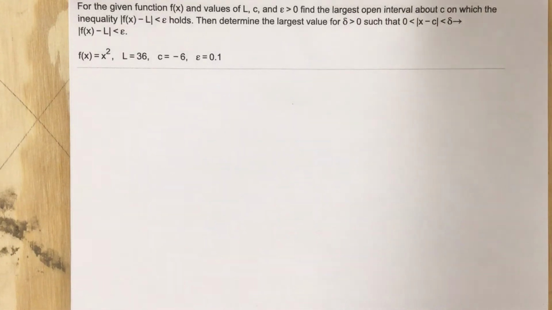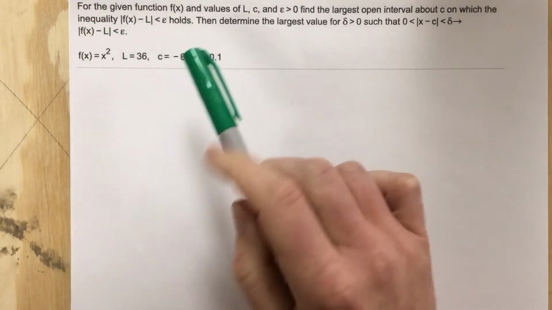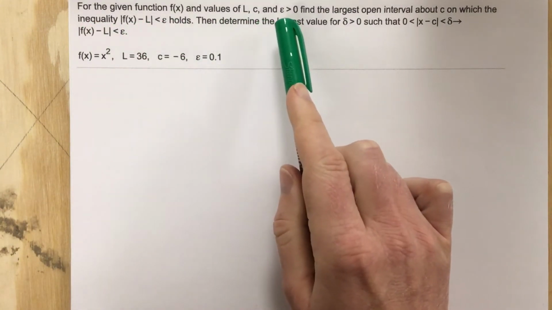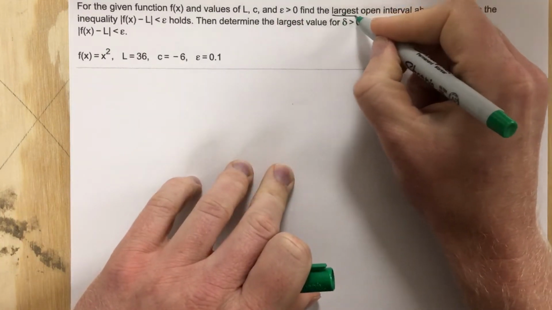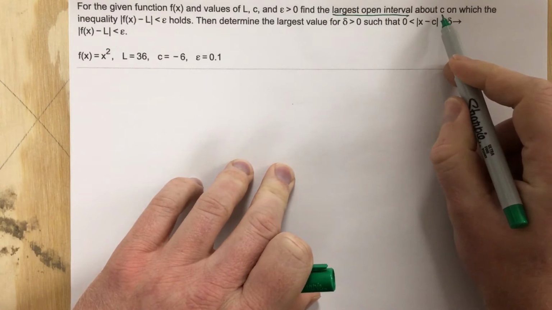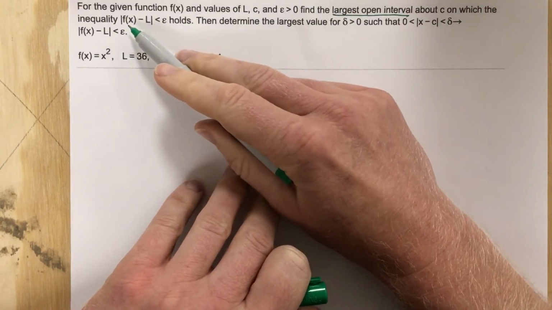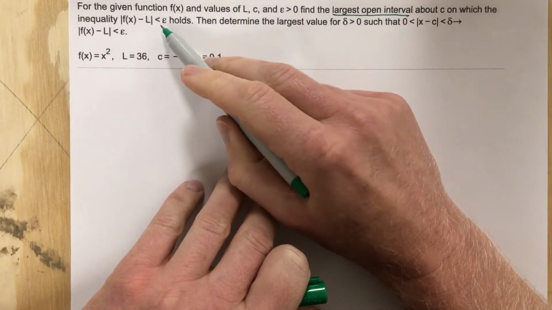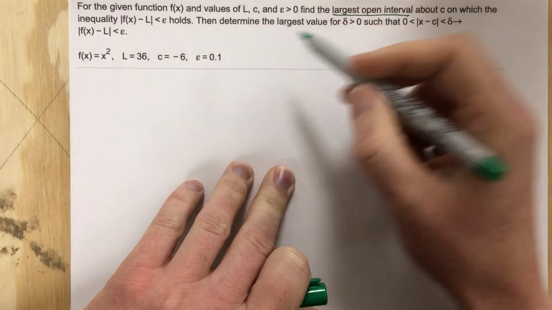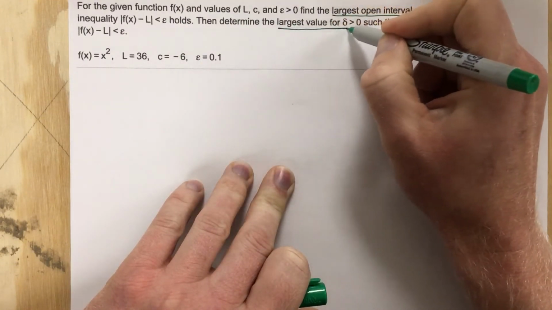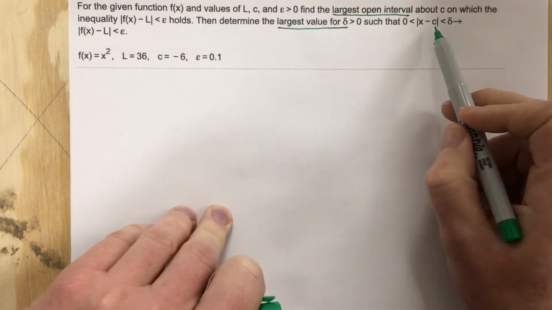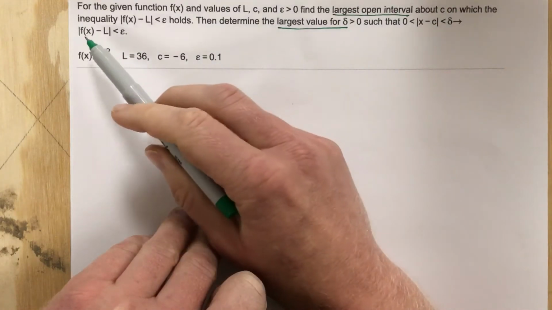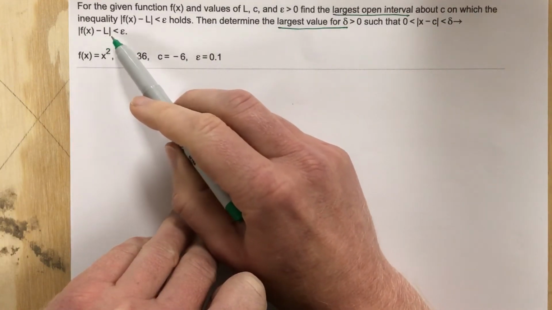This is problem number 7 for section 2.3. In this problem it says, for the given function f of x and values of L, C, and epsilon greater than 0, find the largest open interval about C on which the inequality absolute value of f of x minus L less than epsilon holds. Then determine the largest value for delta greater than 0, such that 0 less than absolute value of x minus c less than delta implies absolute value of f of x minus L less than epsilon.